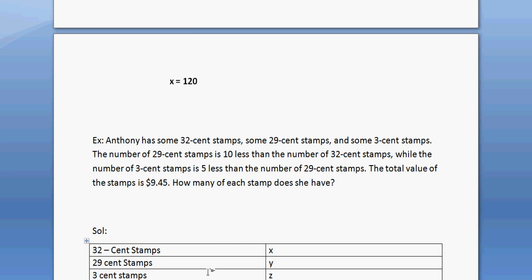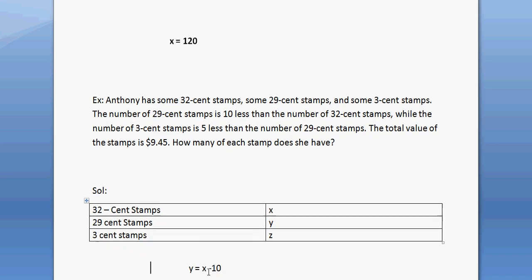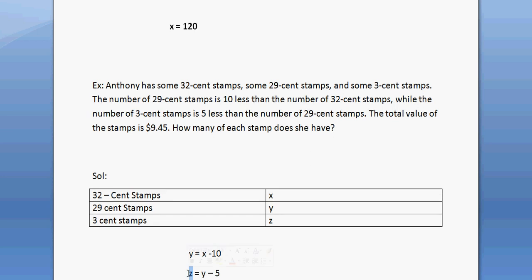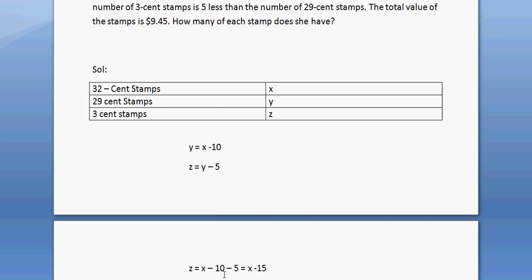The number of 29-cent stamps is 10 less than 32. So 32 are x, 29 are y. So y is 10 less than x. So y is equal to x minus 10. While the number of 3-cent stamps is 5 less than 29. So 3-cent stamp is z, and 29-cent stamp is y, and it's given that 3-cent stamp is 5 less than y. So y minus 5 is equal to z.